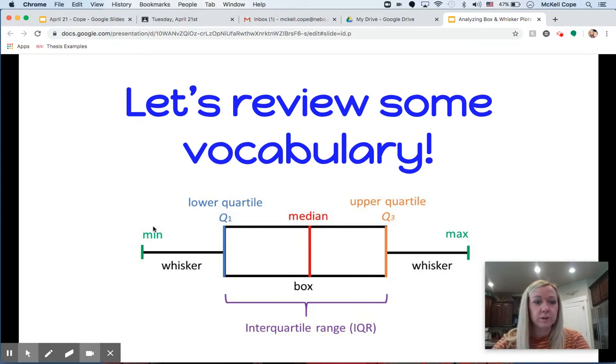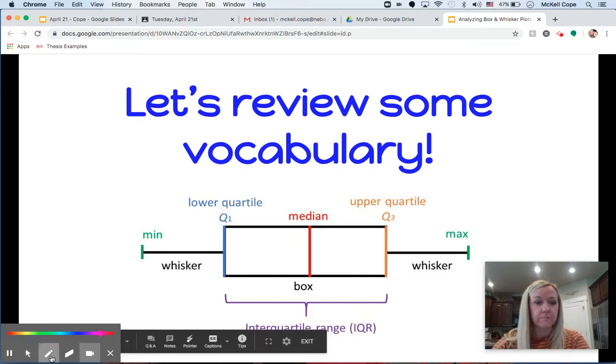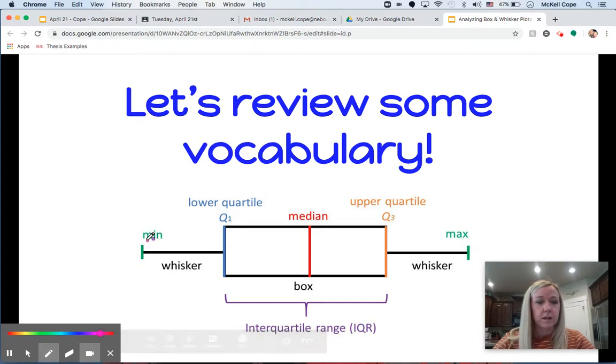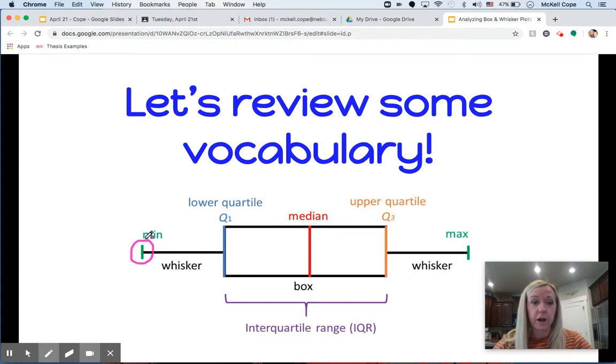So let's just review. So remember that this right here, okay, this number right here is the very lowest number. You will either hear it called the minimum or you'll see it called the lower extreme. So those are two things that you might see. On the other end, we have our maximum or the upper extreme, and that is our highest number. Okay, so we have our lowest and our highest, and then everything in between.